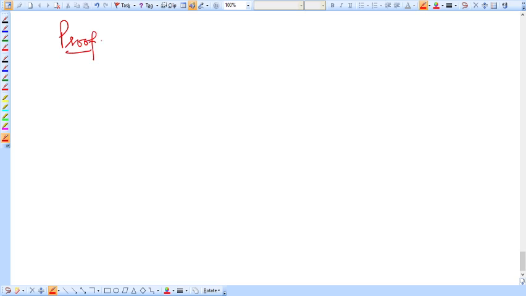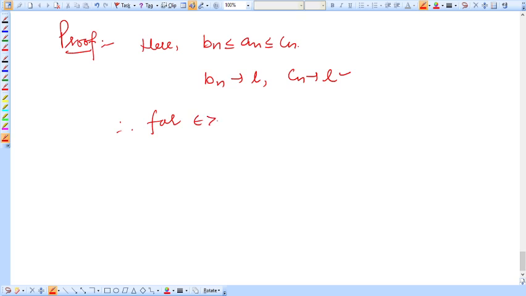Proof. So see here, bn is less than an and an is less than cn. Plus one more piece of information is that bn converges to L and cn converges to L. Therefore for epsilon greater than 0 there exist m1 and m2, then you take the maximum of these m1 and m2, and for that maximum you will be having both the inequalities true. So we can write it in this way directly.